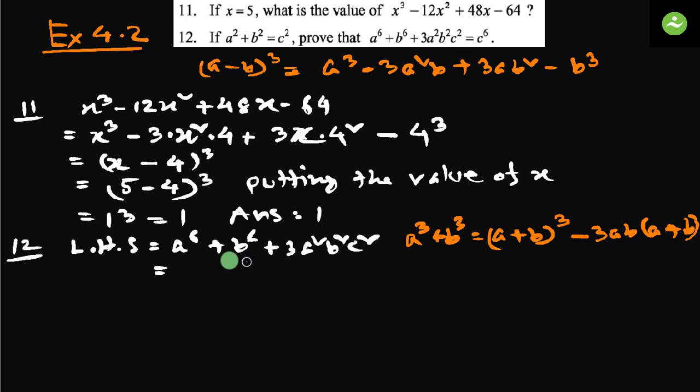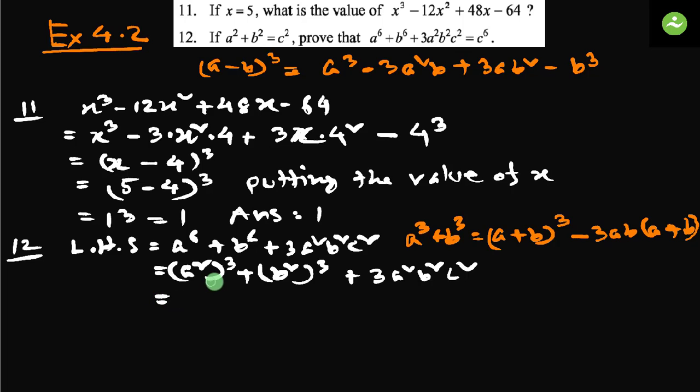Since this pretty much looks like a cube plus b cube, let us rewrite it in this form. a square, how can we make it a cube? (a square) cube, this is a cube, plus (b square) whole cube, this is b cube, and we leave this part as it was, 3a square b square c square. So just the form we have changed, but the value hasn't changed.